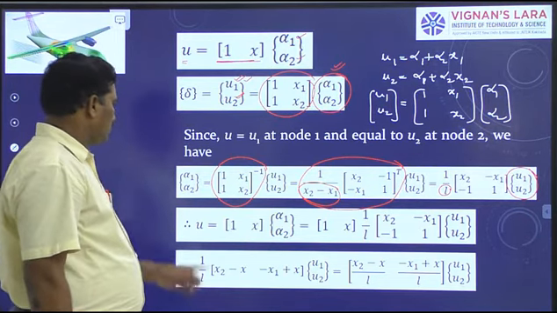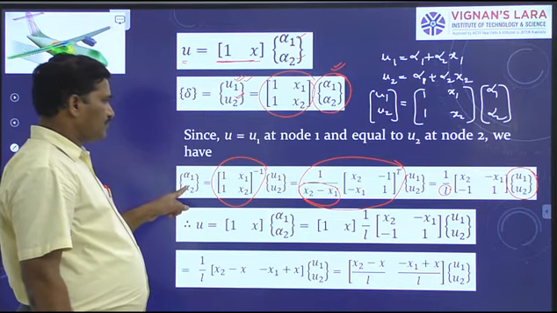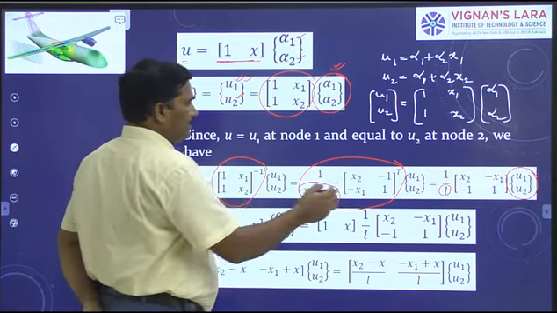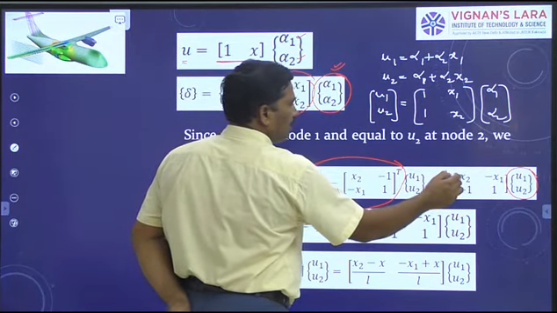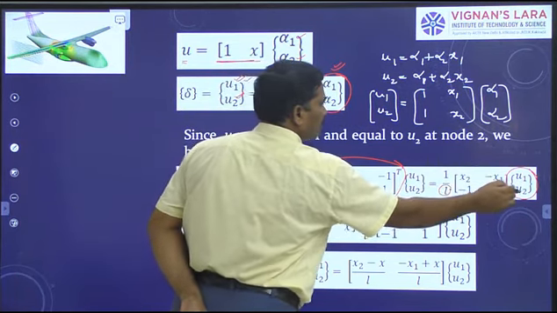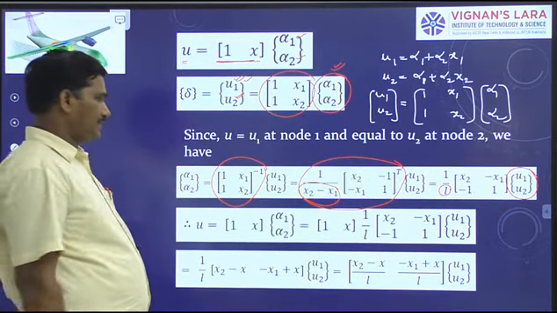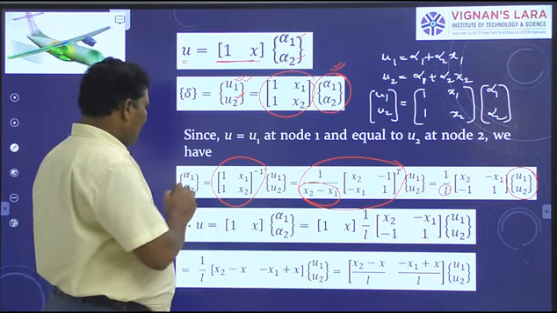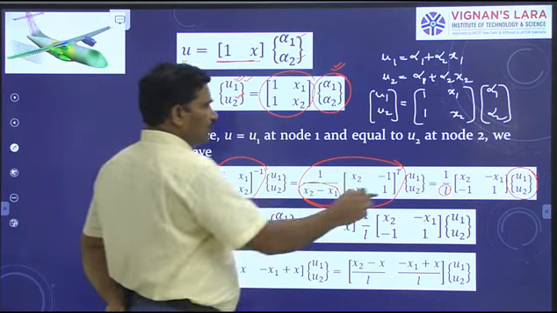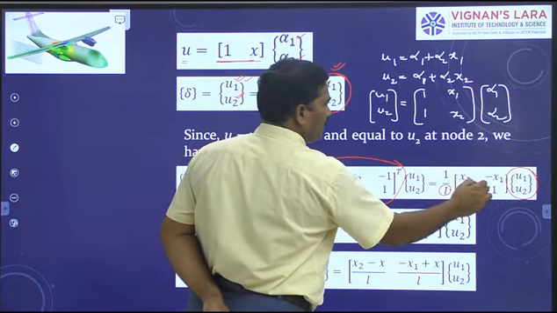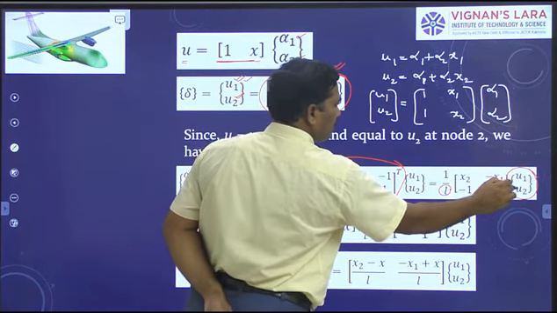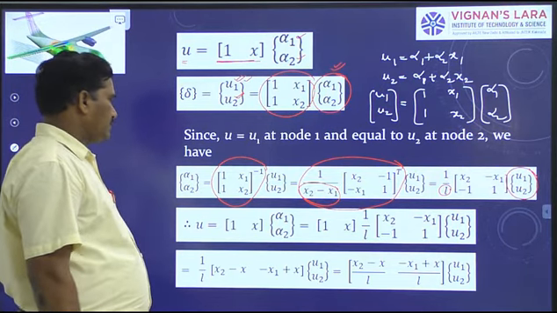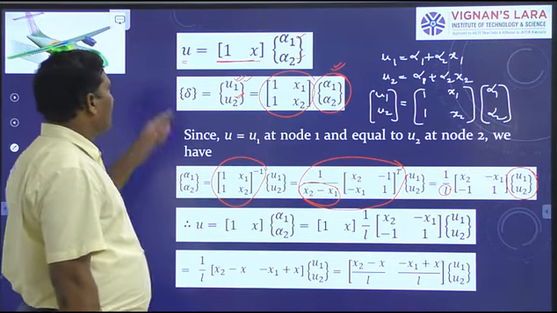Understand? Now, alpha 1, alpha 2 we have. So what is alpha 1? Alpha 1 is 1 by L into x2 u1 minus x1 u2. That is what we understand. Okay? And alpha 2, what is alpha 2? 1 by L into minus u1 plus u2. Understand? Right.